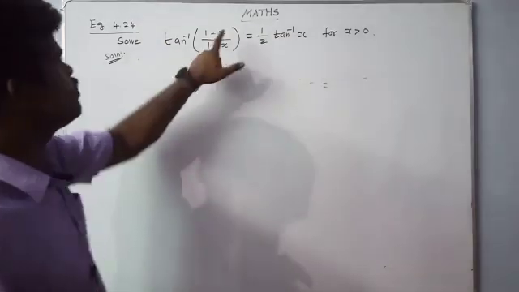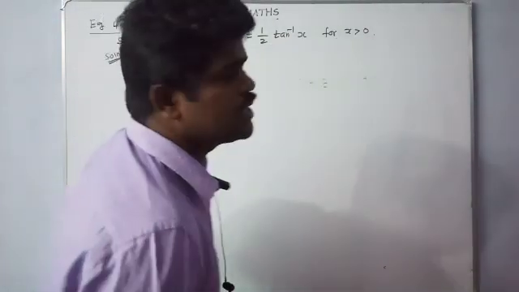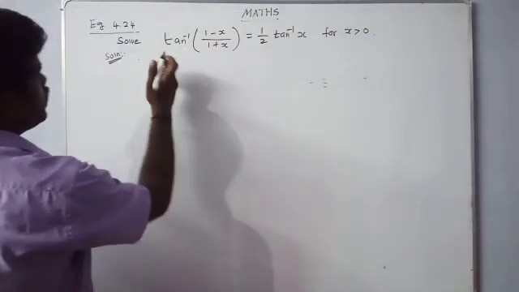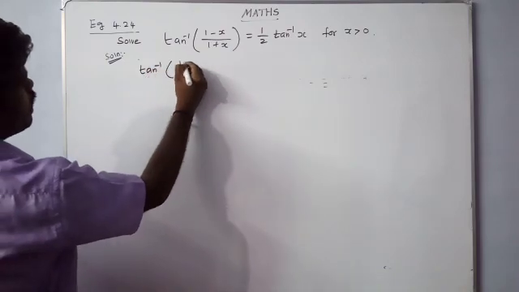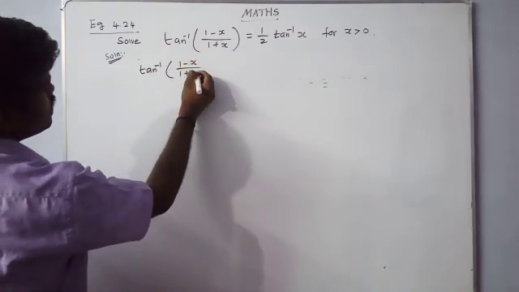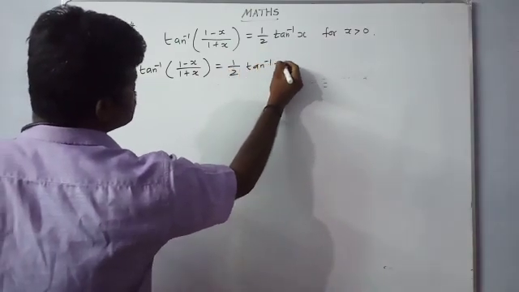Now example 4.24. Solve tan inverse of 1 minus x divided by 1 plus x equal to 1 by 2 tan inverse x, for x greater than 0. Let us take this sum. Tan inverse of 1 minus x divided by 1 plus x is equal to 1 by 2 tan inverse x.